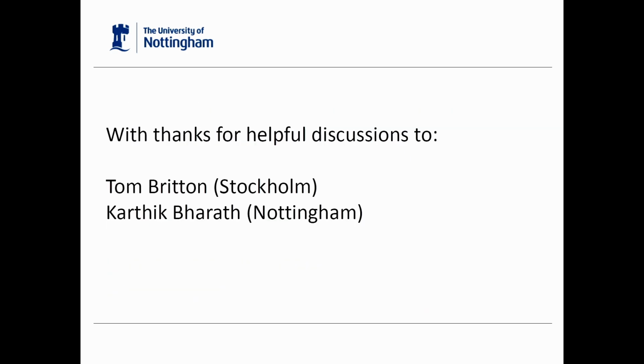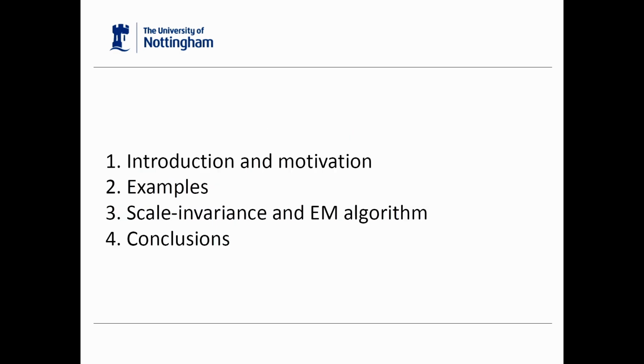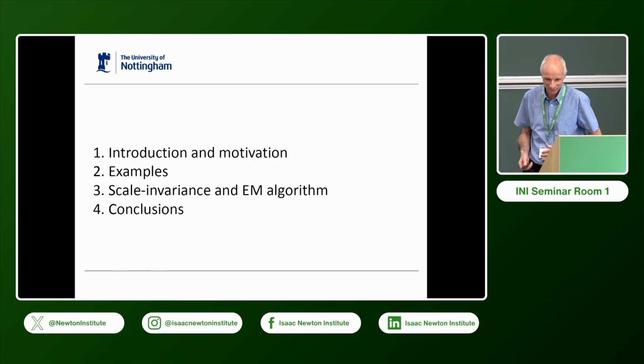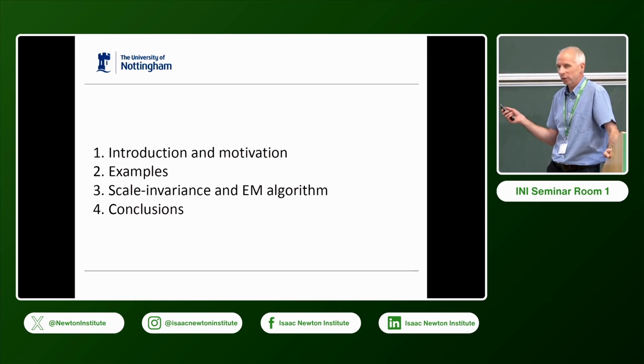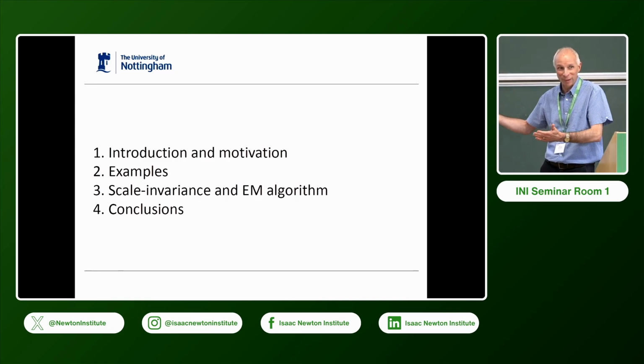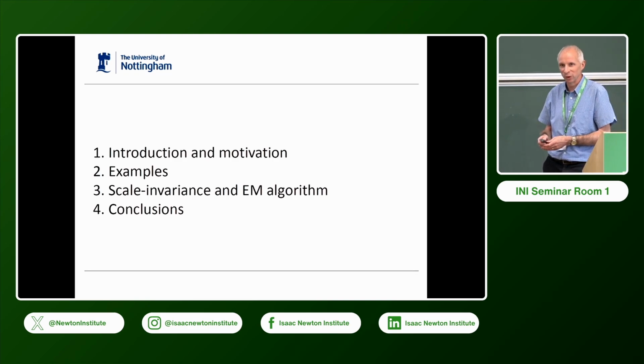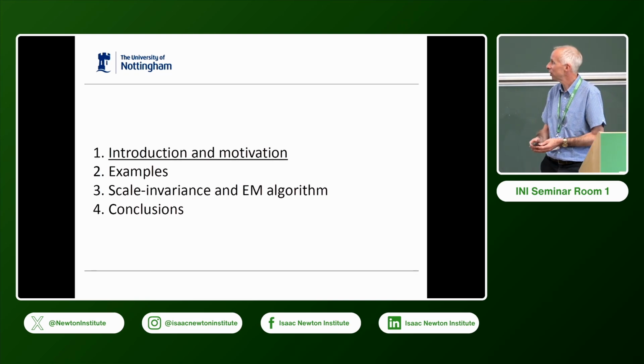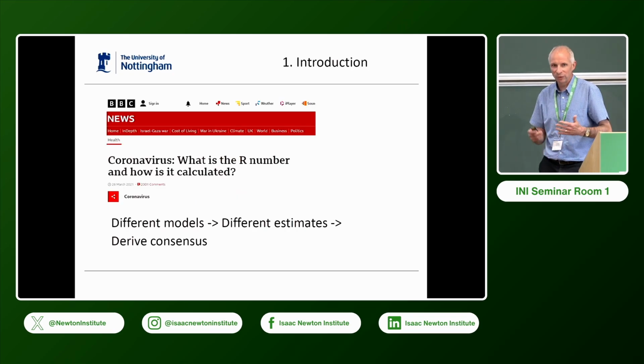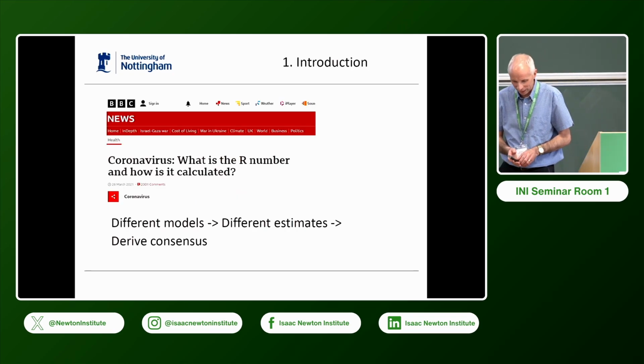So, there's various people I've talked to about this over the years. Tom about 5 years ago, so he's probably forgotten it, and Karthik a bit more recently, but most of this is my own work and errors. So I'll first of all explain what this is all about, give some examples, talk about something called scale invariance and the EM algorithm, and then have some conclusions.